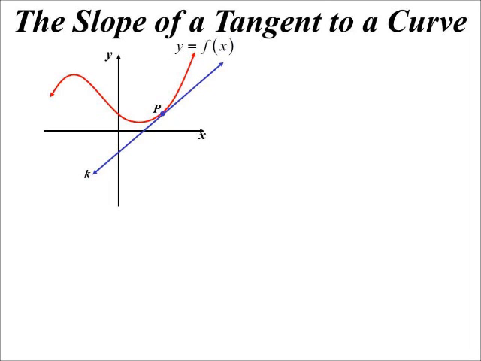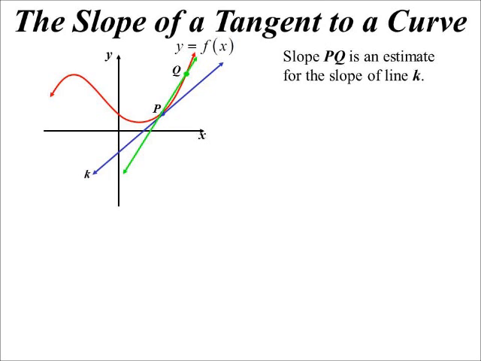Now, normally we'd say, well, slope of the line, no worries. If I've got 2 points, y2 minus y1 over x2 minus x1. But when I'm talking about a tangent, I've only got 1 point. So how do I find it? What I could do is I could pick another point on the curve. Now, the slope of PQ would be an estimate for the slope of the line K. Yeah, admittedly, with this diagram, it'd be a terrible estimate.